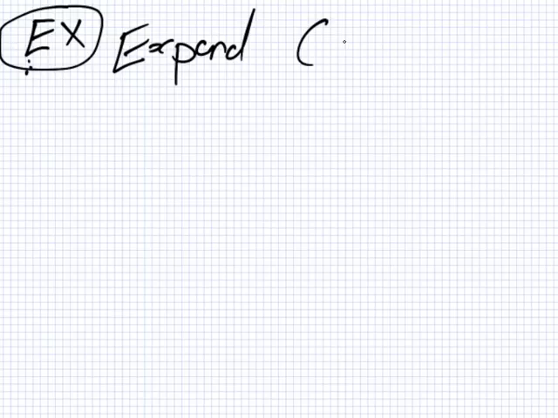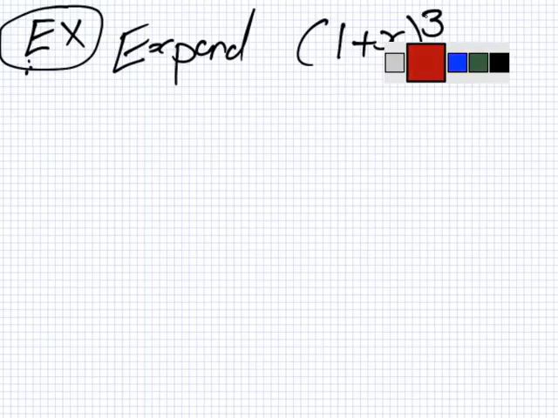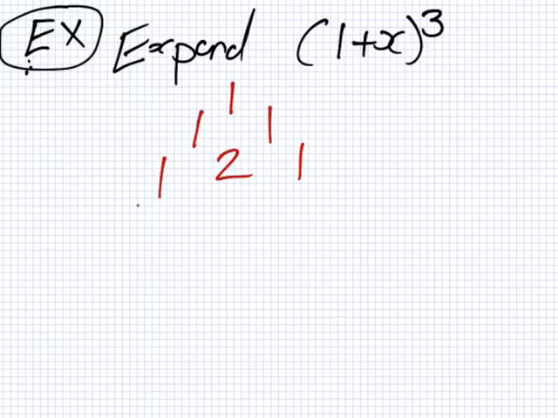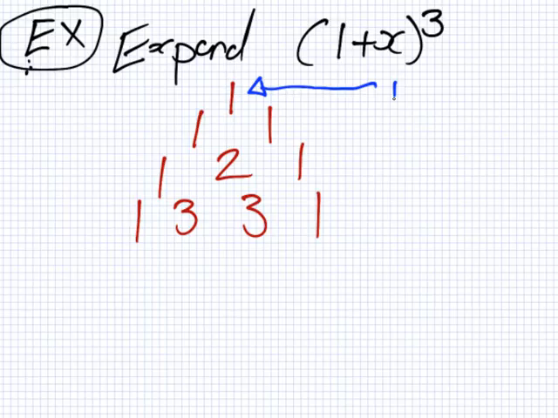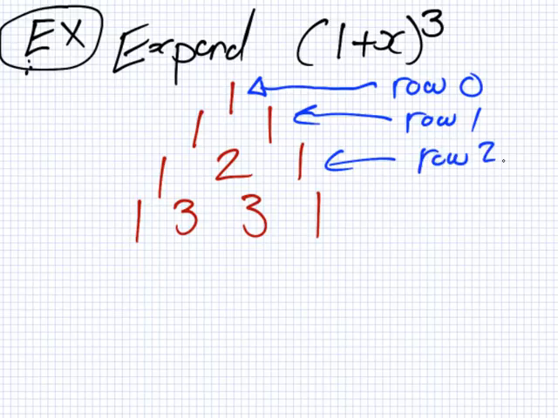Thank you. Right, so I want to expand, let's say, 1 plus x cubed. So this is our first example. What we do is, first we draw Pascal's triangle, and we need to go up until row number 3. So we have 1, 1, 1, 1, 2, 1, 1, 3, 3, 1. And actually, I didn't say this, but we start counting at 0. So this is row 0, this one is row 1, this one is row 2, and this one here is row 3. So this is the one that we want.